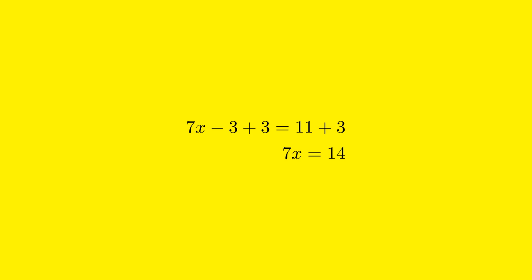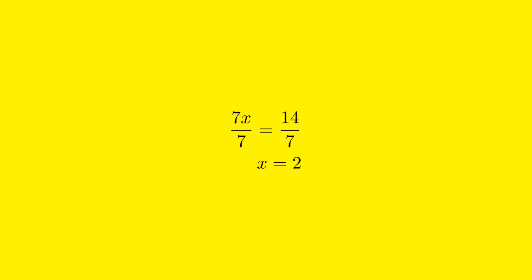So the equation 7x minus 3 equals 11 is altered as follows. We add 3 to both sides. On the left side, minus 3 plus 3 cancels out to 0. On the right side, 11 plus 3 equals 14. This means the equation is now changed to 7x equals 14.